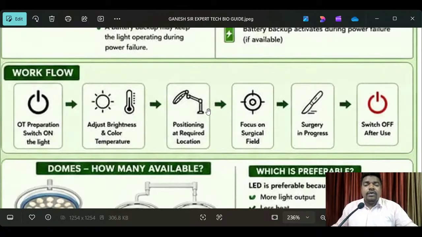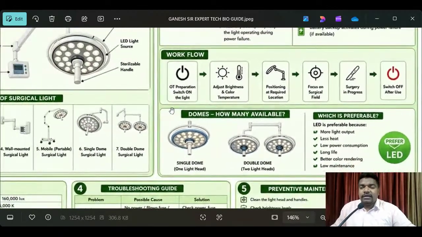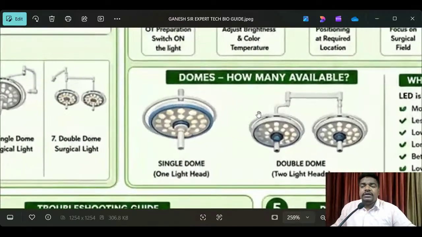Okay, this is the workflow in a simple way, and every engineer has to give instructions to the hospital OT technician. Almost always a senior technician will be there, but in very rare conditions the technician may be junior or a new joiner, so they may have problems. At that time you have to give instructions to the technician as a biomedical engineer. Okay, right? I hope it is very clear now. Yes, come on. One by one I'm going to show you, then you can understand.